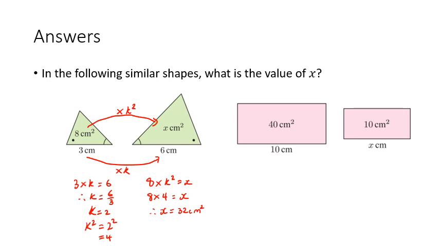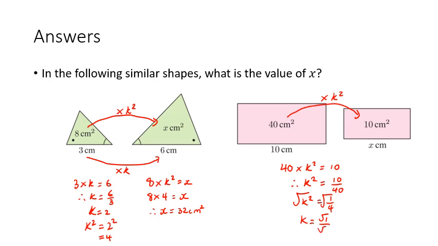In our second example, we know that if we times 40 by k squared, we get 10. So 40 times k squared equals 10. Therefore, k squared is equal to 10 divided by 40. I can cancel that down to 1 over 4. Now, if I'm going to square root that, I need to square root all of these. Therefore, k is equal to the square root of 1 over the square root of 4, which is simply 1/2.